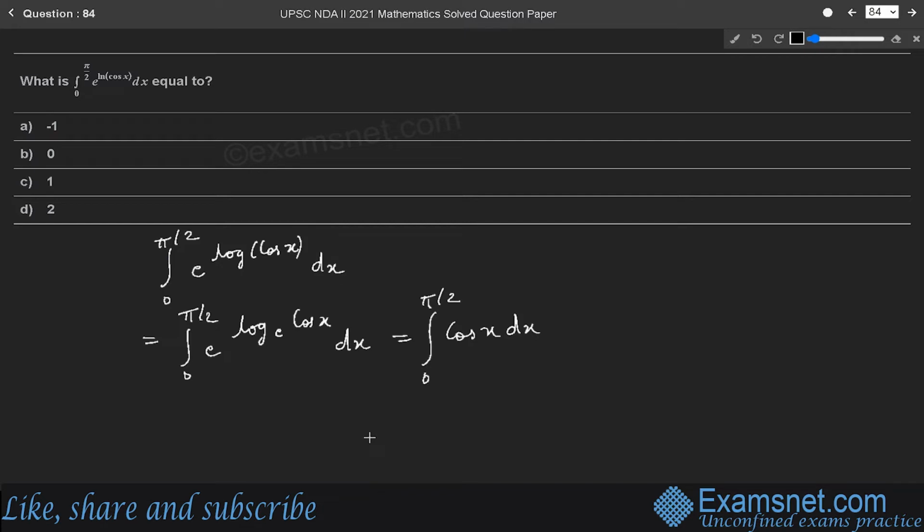Now we know that the integral of cos x dx from 0 to pi by 2 is 1. So therefore the correct option for this question is option number C, which is 1 here.